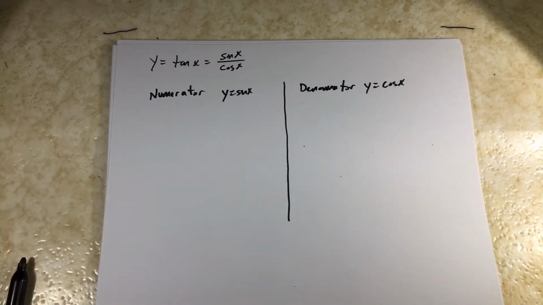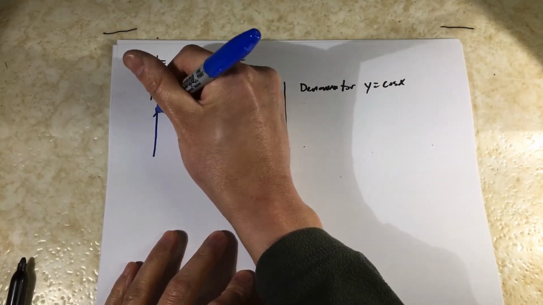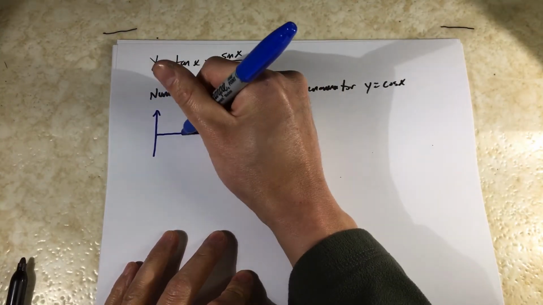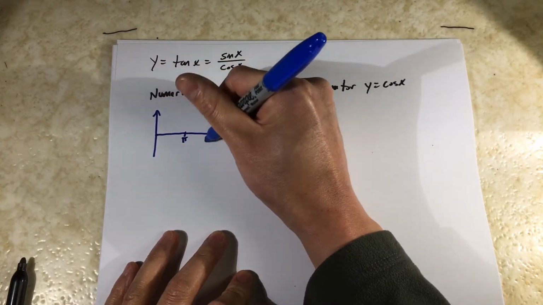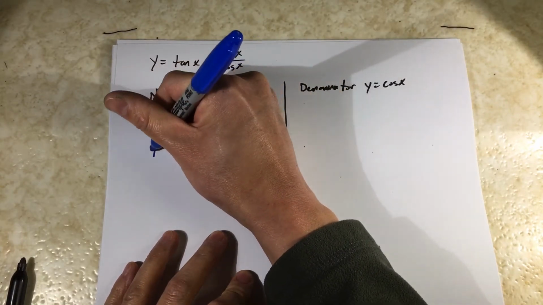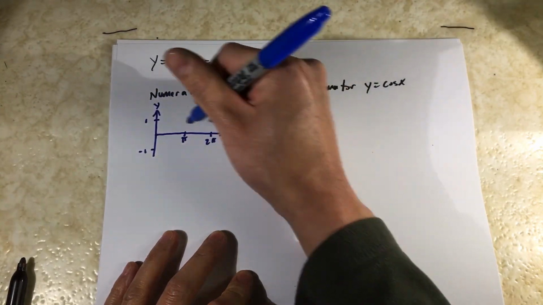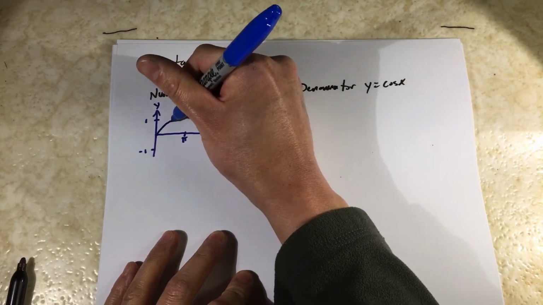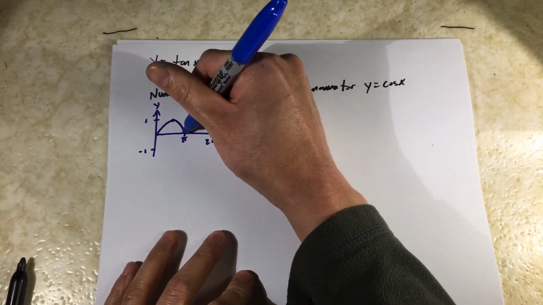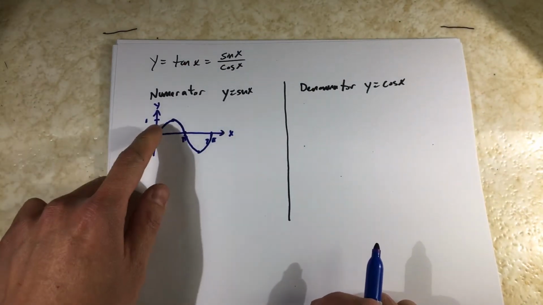Okay, so let's do each of these in a different color. So let's do y equals sine x in blue. So let's graph what we know about sine x. So at pi, 2 pi, sine x goes to 1 and minus 1. This is y and this is x. And it goes like this. At pi over 2, it's 1. That goes to 0. Right? That's the snake.